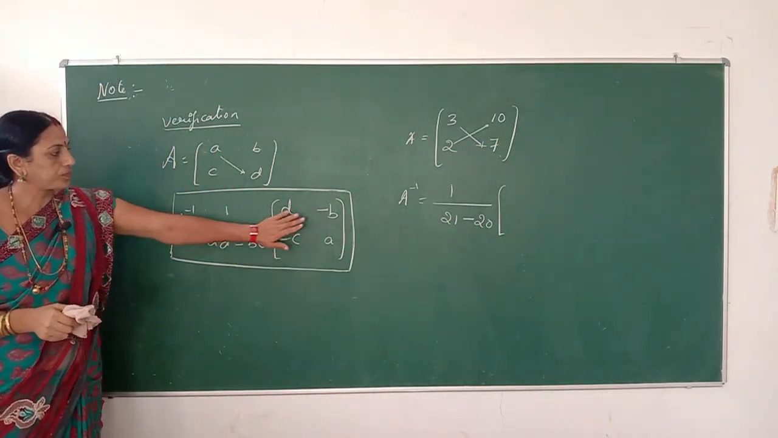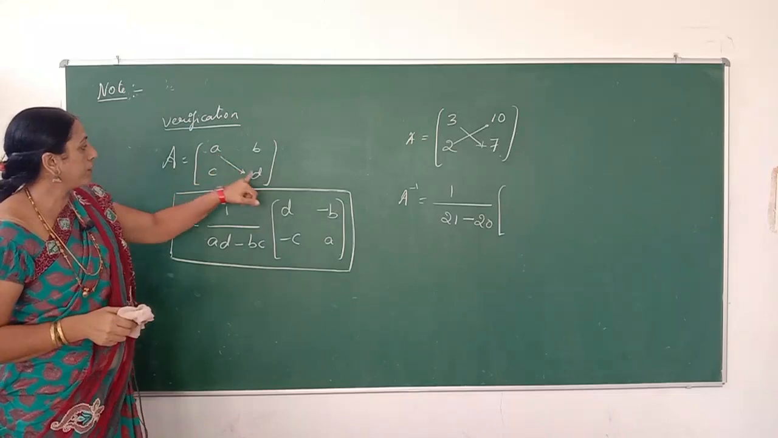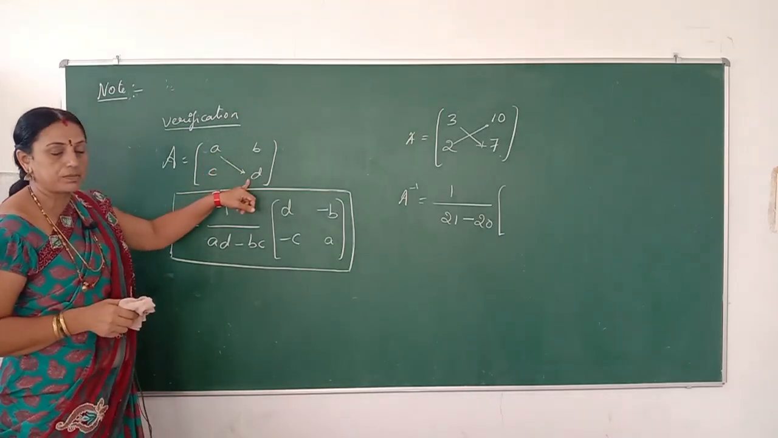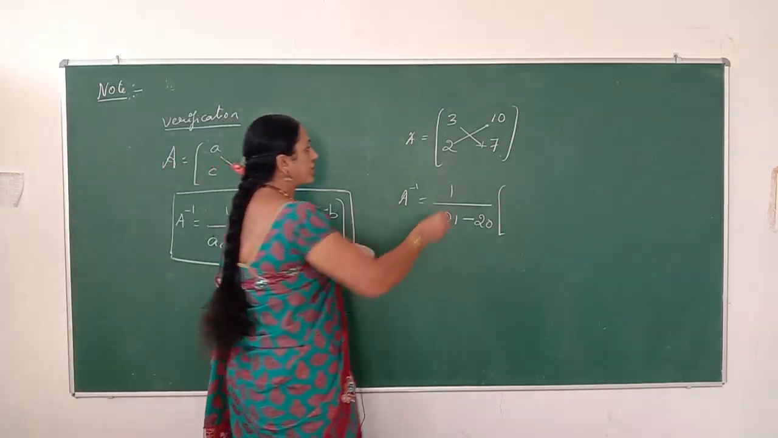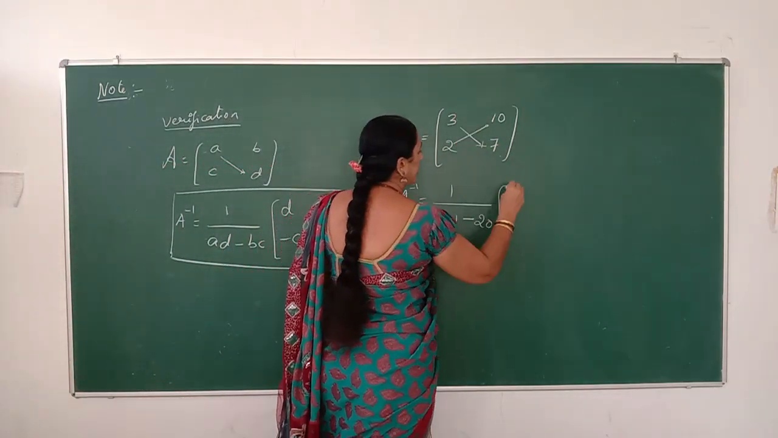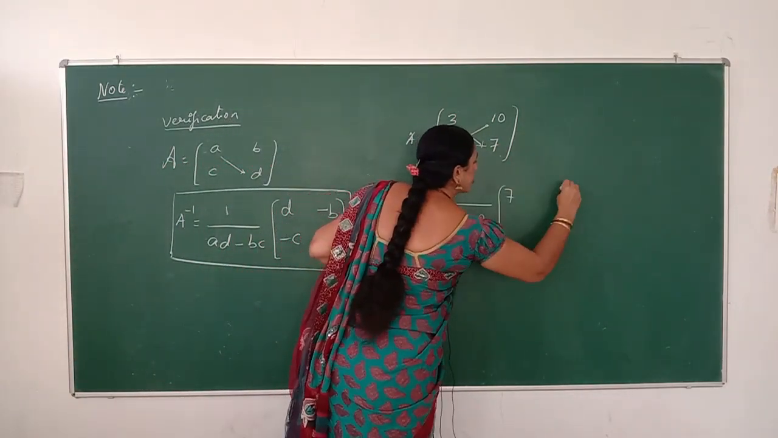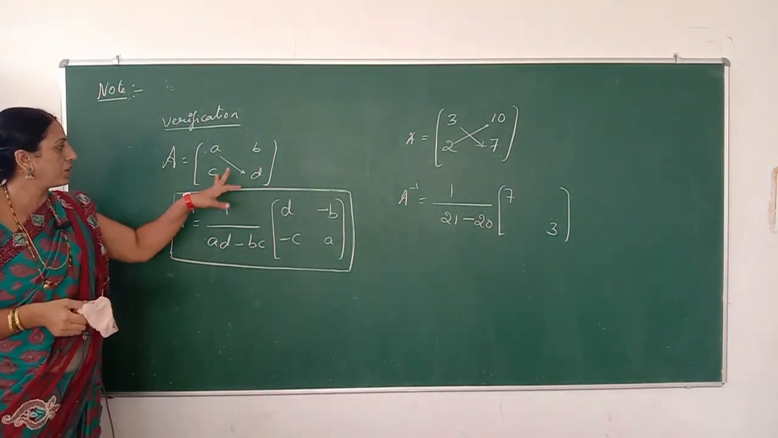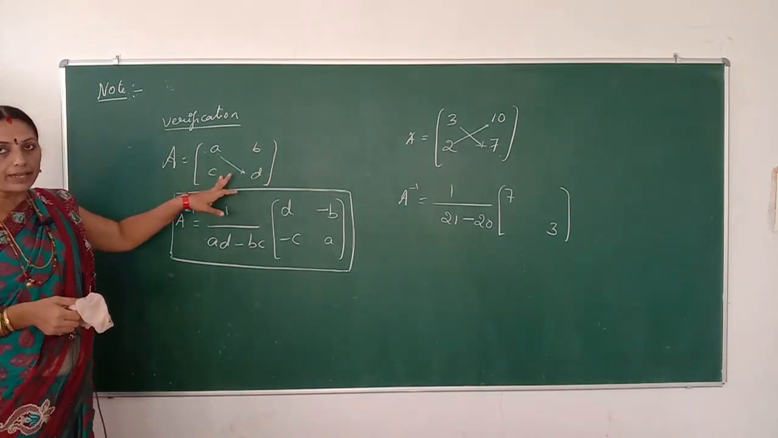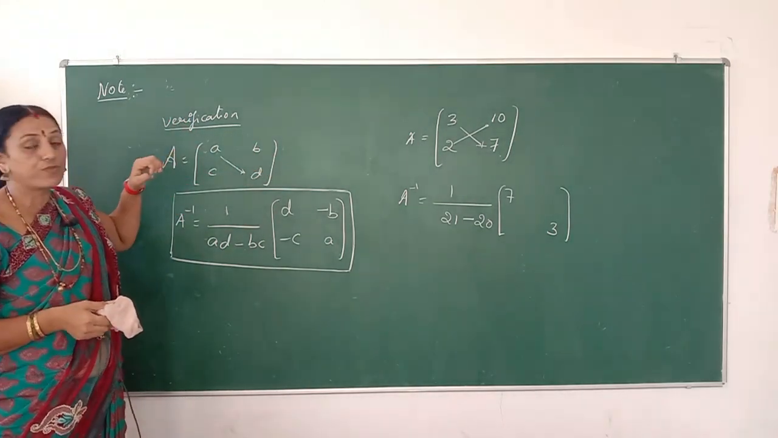So into the elements. First, what are the left diagonal elements? The principal diagonal elements are interchanged in their places. 7 and 3 will be interchanged with their places. And the right diagonal, these only change their sign.